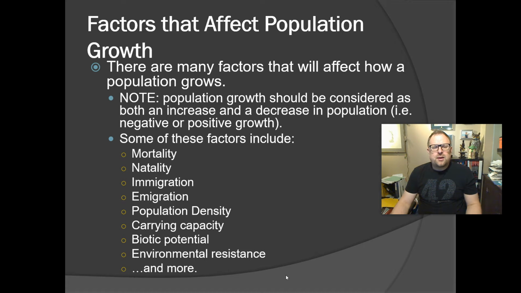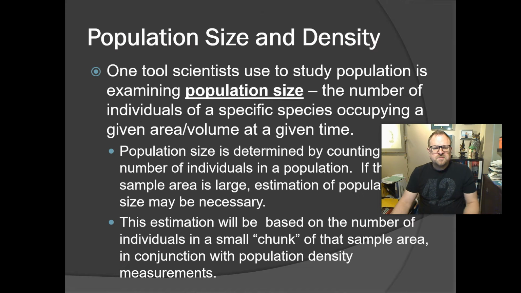The things that we're going to discuss today are these items. These are the things that are going to influence whether a population is experiencing positive or negative population growth. So mortality, natality, immigration, emigration, population density, carrying capacity, biotic potential, environmental resistance, and much more.